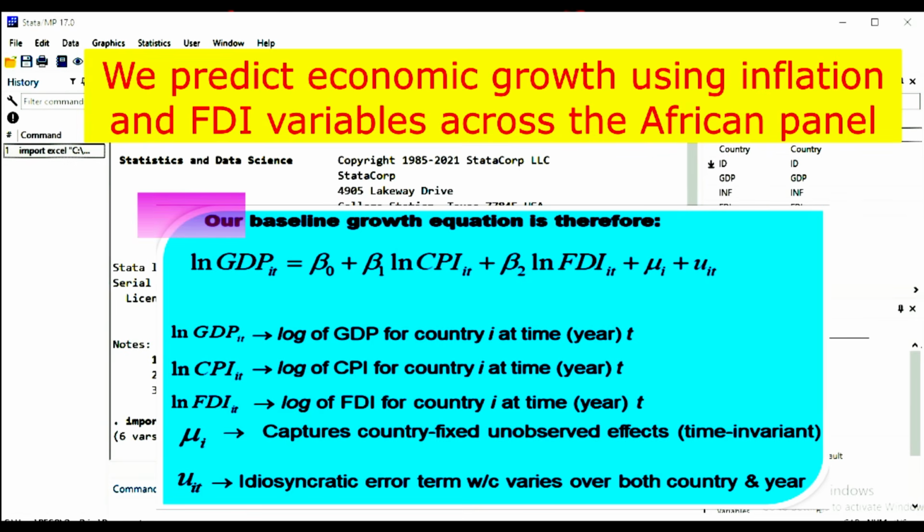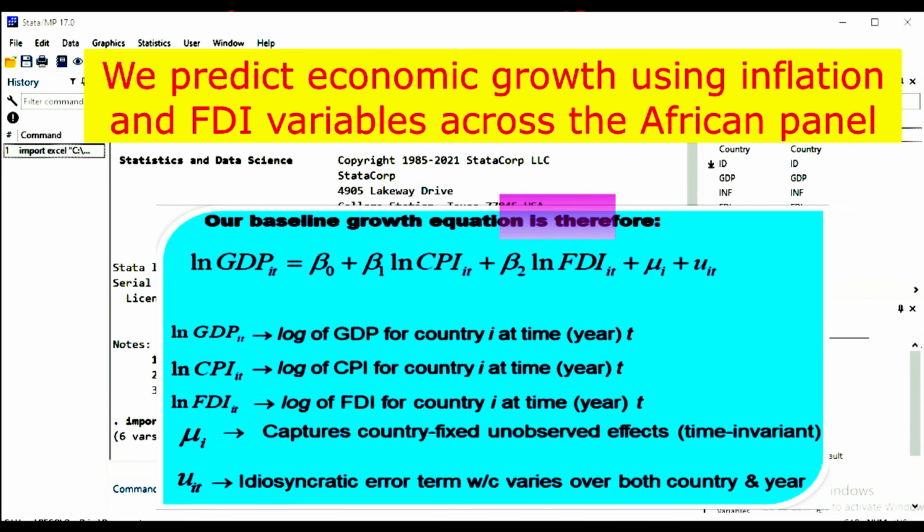That is, the dependent variable is the natural logarithm of gross domestic product, where i is the country identifier and t is the time, or in our case, the year identifier, which is equal to beta naught, that is the model intercept, plus beta 1, the coefficient on the first independent variable, that is the natural logarithm of consumer price index, which is the proxy for inflation, plus beta 2 times the natural logarithm of the foreign direct investment.